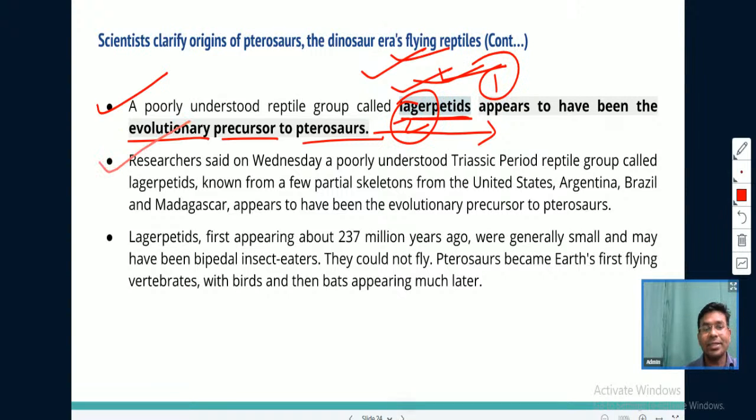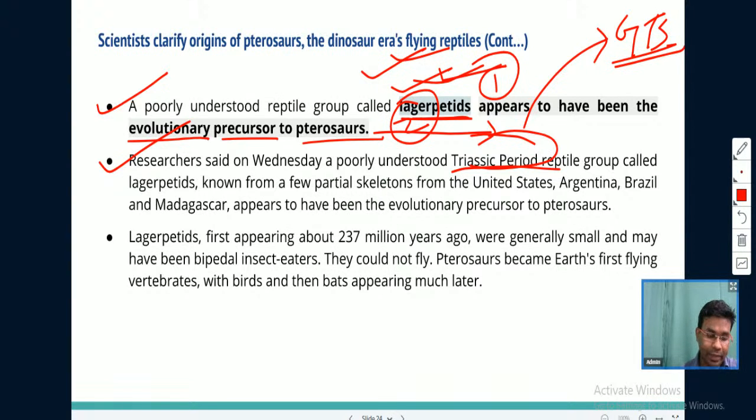Researchers recently said that a poorly understood Triassic period. When we talk about the Jurassic period, Triassic period, we have to refer to the geological time scale, which we study under geography and geology. If you want to learn more, you can refer to the geological time scale. Researchers recently said that a poorly understood Triassic period reptile group, called Lagerpetids, known from a few partial skeletons from the United States, Argentina, Brazil, and Madagascar, appear to have been the evolutionary precursor to pterosaurs.